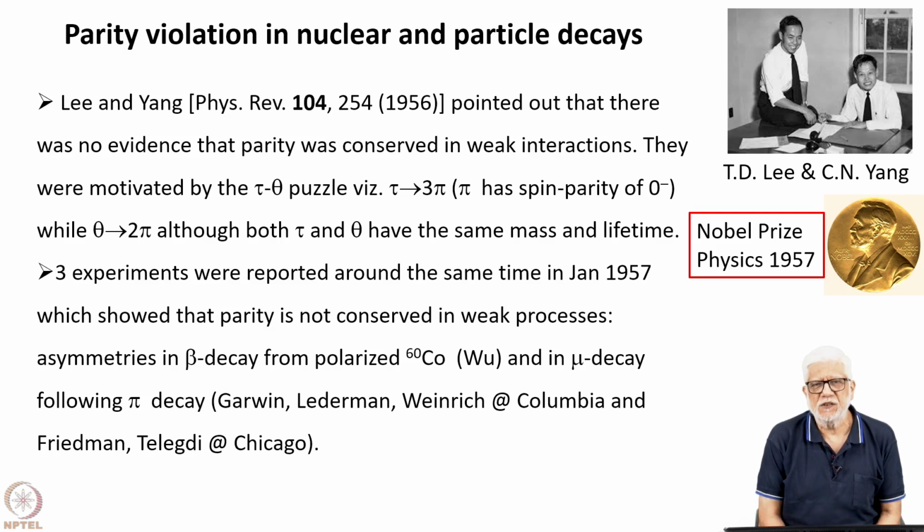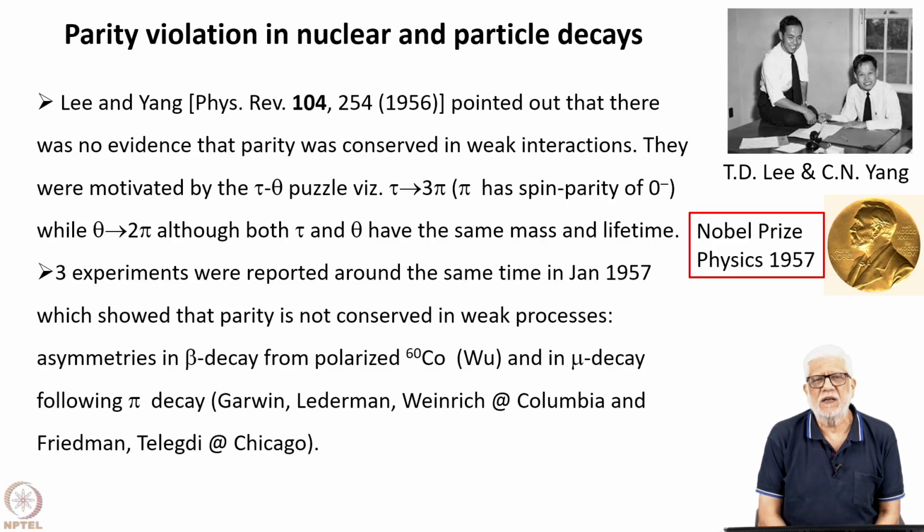Similarly, in strong interactions, there was no evidence for parity violation, but in weak interactions, there appeared to be no evidence that parity was conserved. And they were motivated by the so-called tau-theta puzzle, which was that it is actually a kaon. The kaon decayed to 3 pions, and since the pion has a spin parity of 0 minus, it's a pseudoscalar.